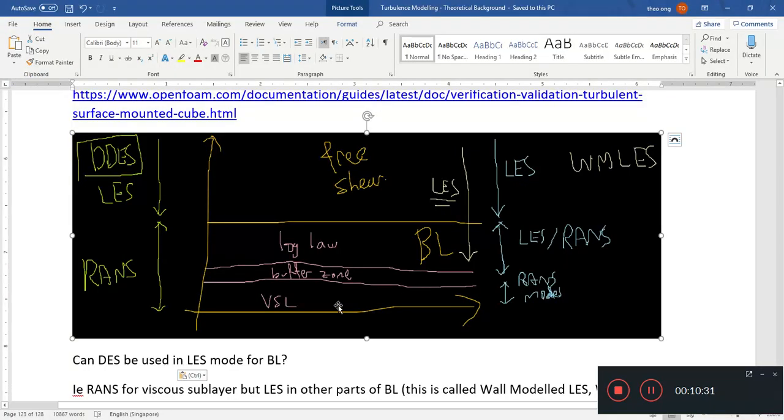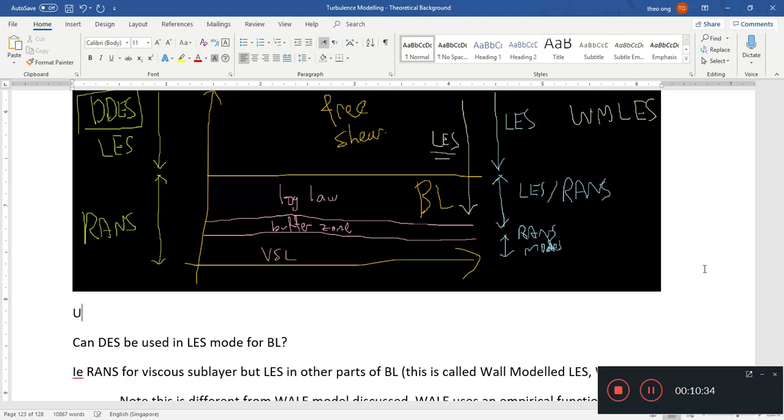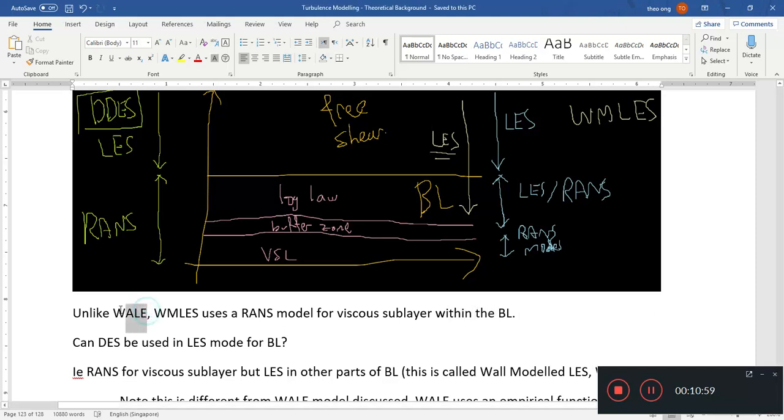Unlike the wall model eddy viscosity, wall model LES uses a RANS model for the viscous sublayer within the boundary layer. WALE just uses its own in-house damping functions, which are kind of corrected. So this is the key difference between these models, or one of the differences I consider more important.